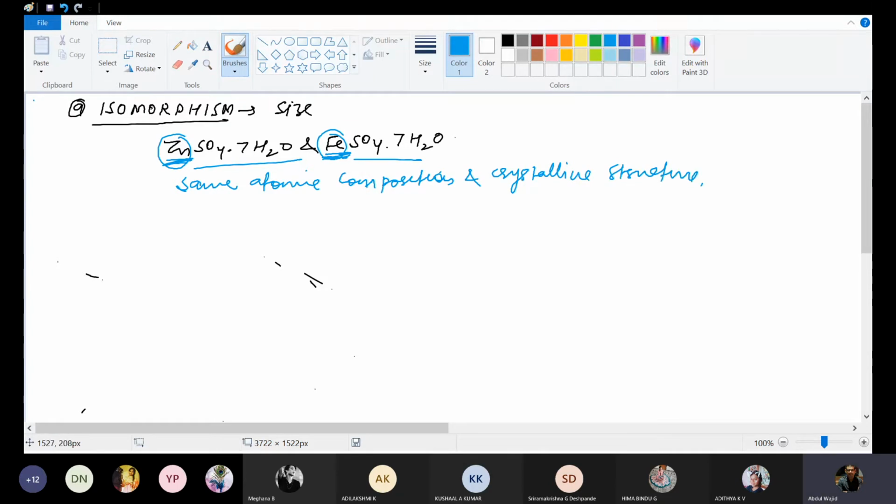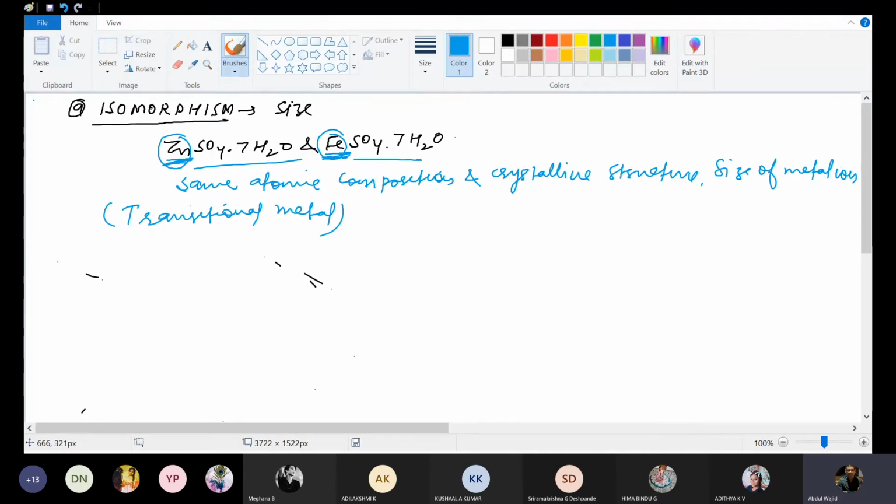Their size is also the same. Size of the metal ion. Which metal ion are you talking about? It is a transition metal ion, that is a D block metal. Transition metal ion size is the same. So this is an example of isomorphism.